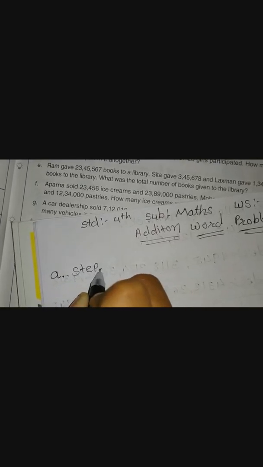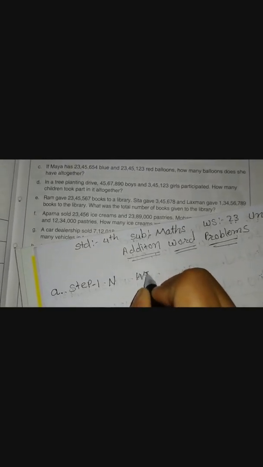Now we have to write here step 1. We'll use Nado's method, so we have to find the numbers and keywords. So numbers are 19 crores 65 lakhs 15,600. Okay.